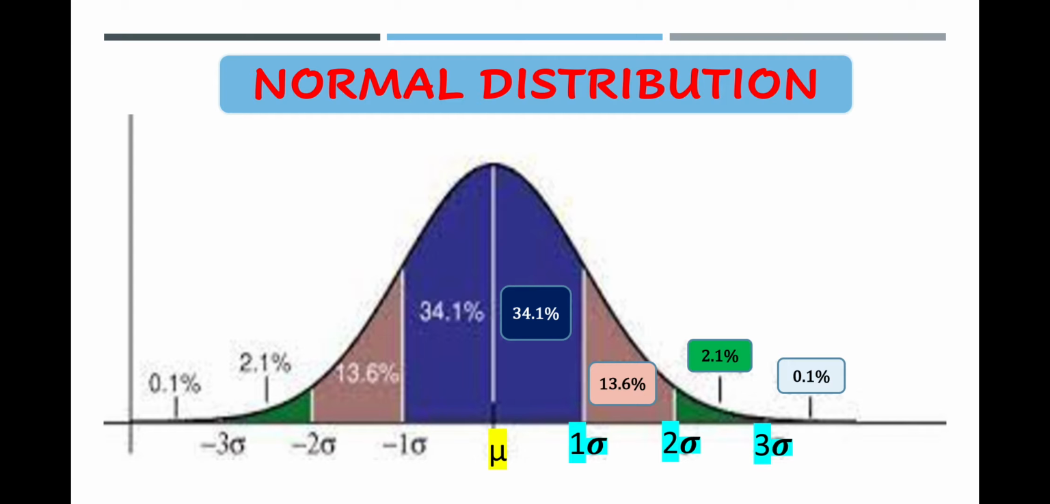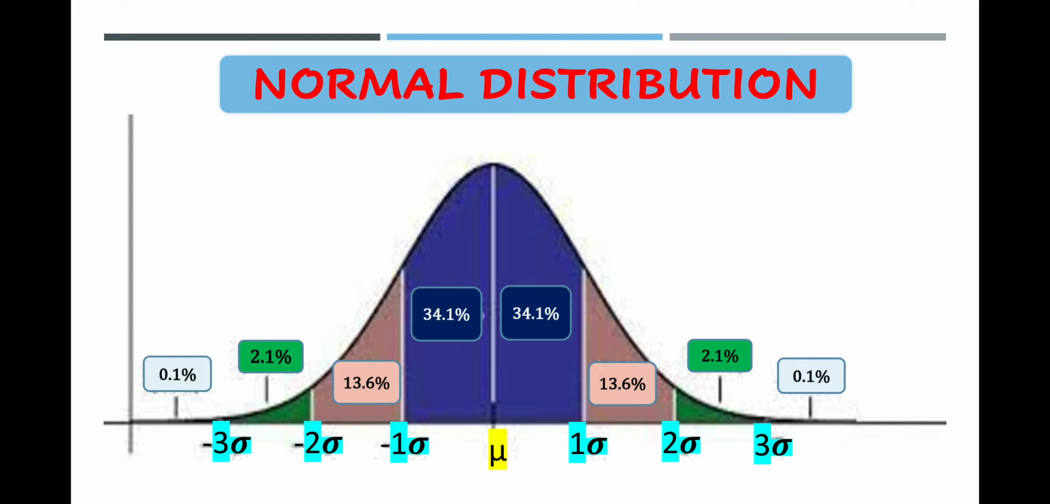And on the left side of the mean, we have negative 1 standard deviation, wherein the area is 34.1%. We have negative 2 standard deviations, area is 13.6%. And negative 3 standard deviations, the area is 2.1%, and the tail is 0.1%, with a total area of 100% or 1.